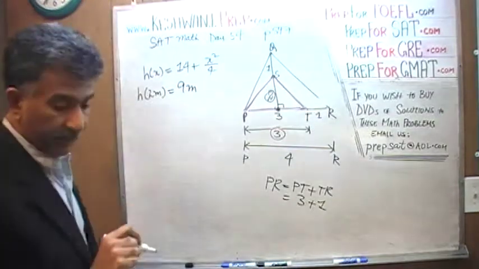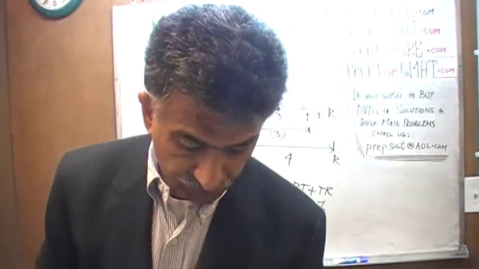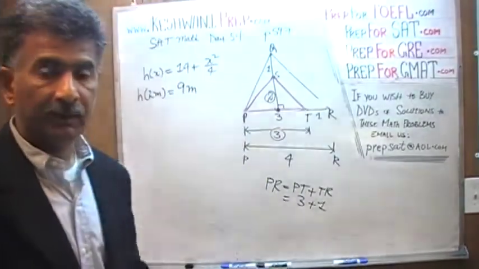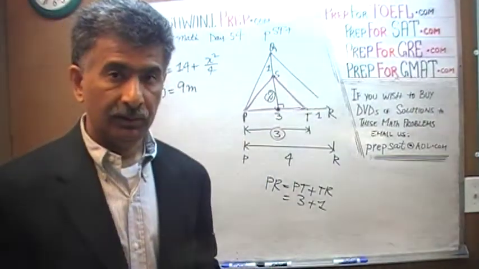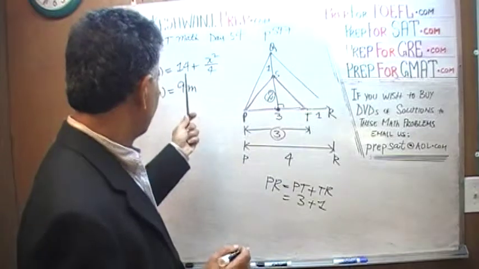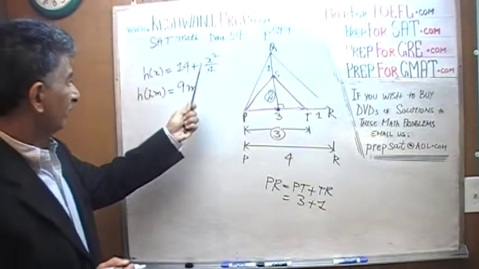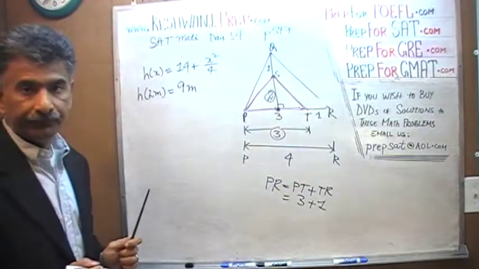Question is, what's the value of m? Well, h of 2m is the same as saying what's the value of the function when the independent variable equals 2m. So wherever we see x, we replace it with 2m.